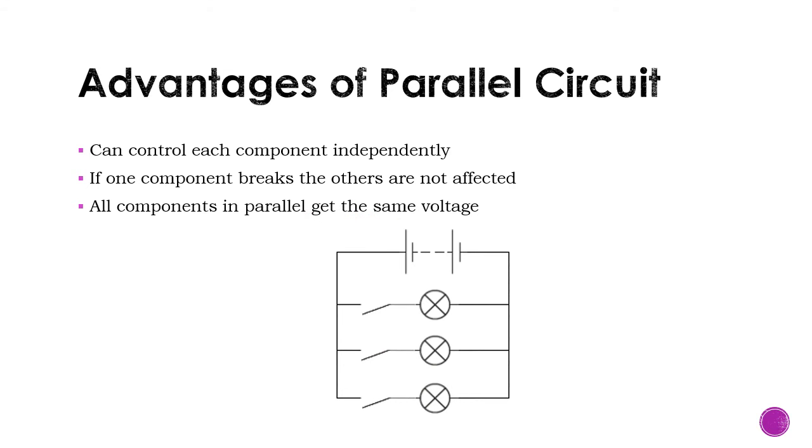If the supply I drew here is 10 volts, how much will this one get? 10 volts, so it will light at maximum brightness. How much will this lamp get? 10 volts. How much will this lamp get? 10 volts. What if I had a fourth lamp? How many volts will it get? 10 volts too. So it doesn't really matter. Everything in parallel gets the same thing: the voltage. So those are the advantages of parallel over series.